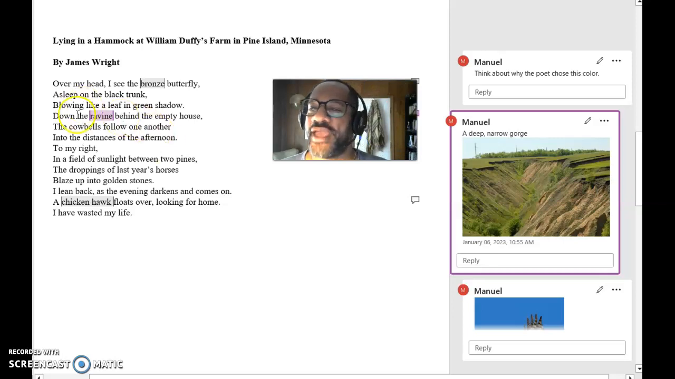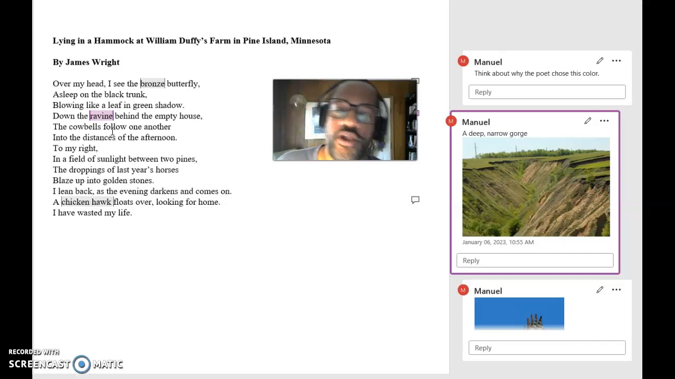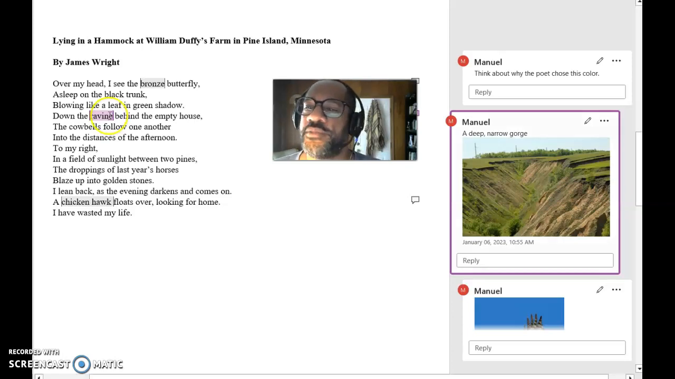Again, cowbells can't actually follow one another. Cowbells are the bells that the cows wear, right? So you can tell where the cows are. If you're out on the farm, the cows are wandering around, you hear them moving, you hear the bells going, and you can go find them. So the cowbells can't follow one another.